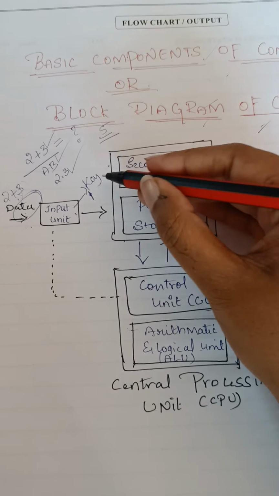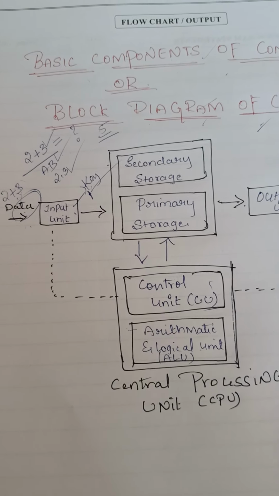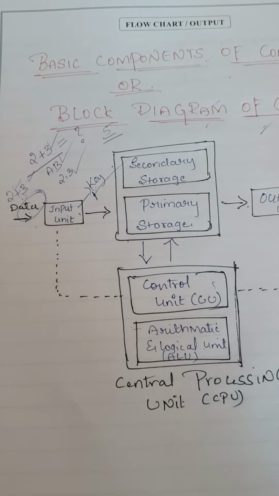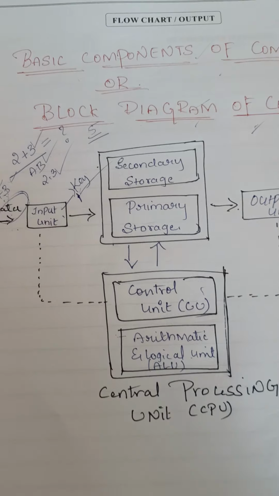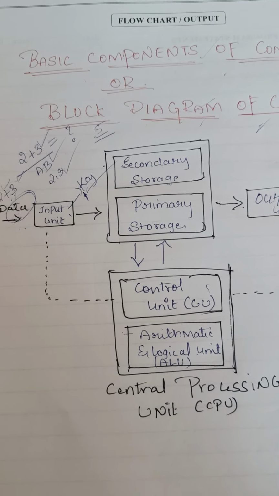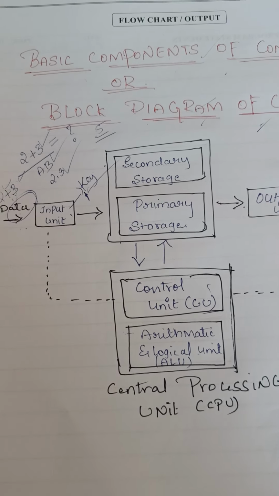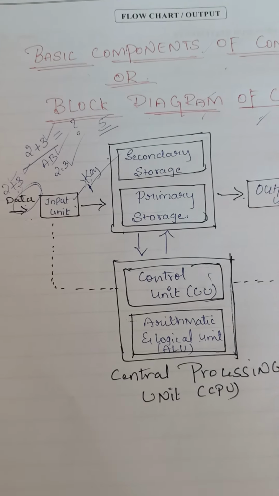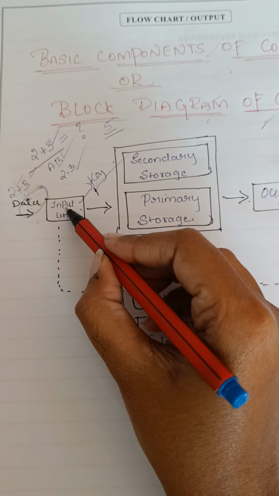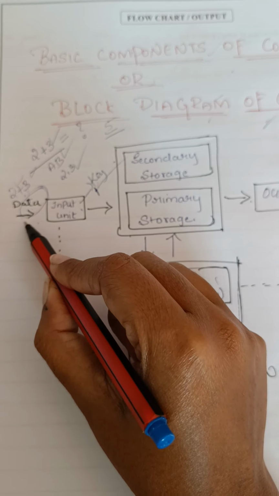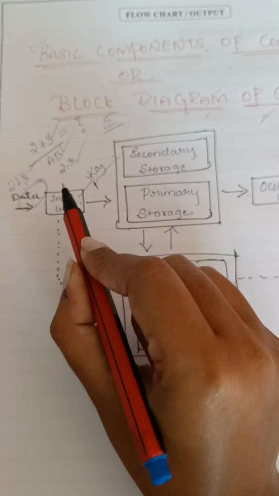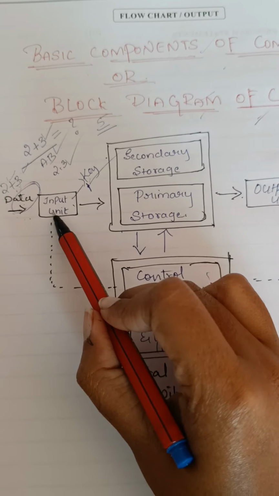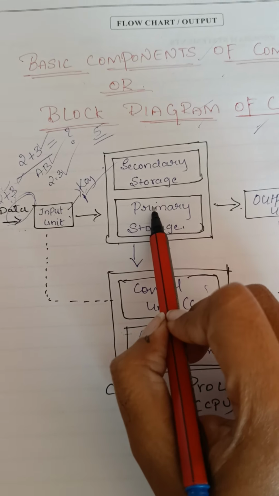For example, the keyboard. With the help of the keyboard we can type 2 plus 3, right? So we can type the data with the help of the keyboard. This is an input device. With the help of an input device, the user can give data to the computer. So first, data should pass through the input unit. Input unit means input devices. After that, this data should be stored in memory.